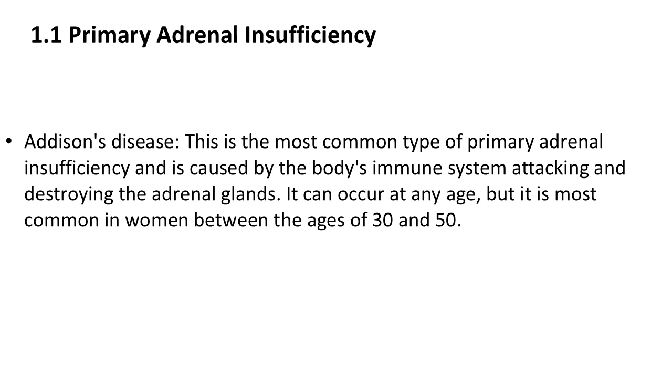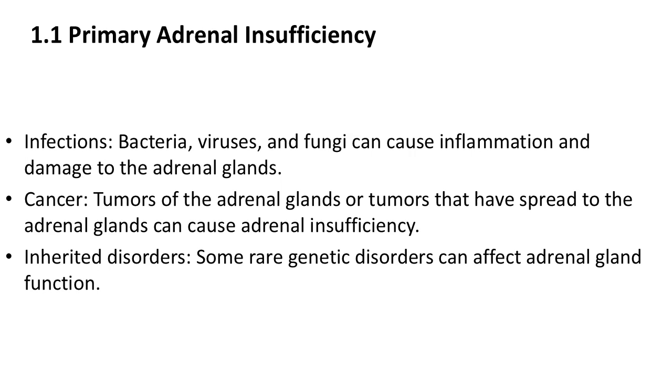1.1 Primary adrenal insufficiency. Addison's disease. This is the most common type of primary adrenal insufficiency and is caused by the body's immune system attacking and destroying the adrenal glands. It can occur at any age, but it is most common in women between the ages of 30 and 50. Infections. Bacteria, viruses, and fungi can cause inflammation and damage to the adrenal glands. Cancer. Tumors of the adrenal glands or tumors that have spread to the adrenal glands can cause adrenal insufficiency. Inherited disorders. Some rare genetic disorders can affect adrenal gland function.